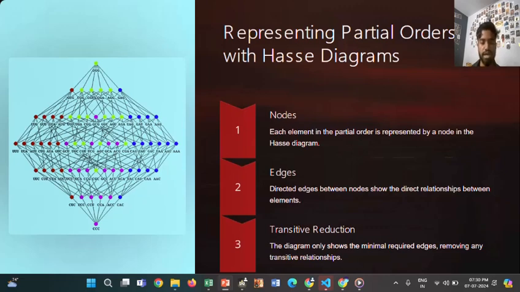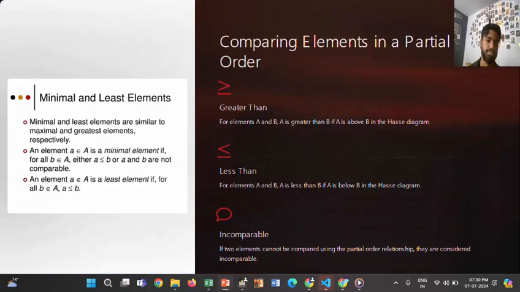Transitive reduction. The diagram shows the minimal required edges, removing any transitive relationships. It shows the minimum, or the fewest, edges by removing any transitive relationships. Here we can have a diagram with fewer edges.